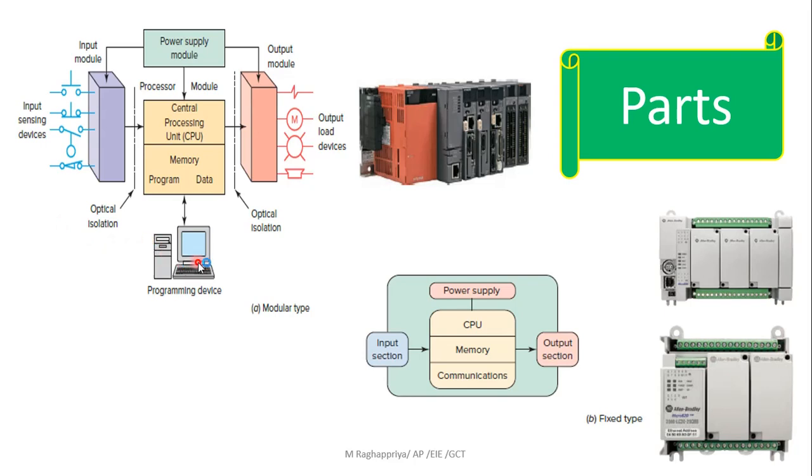So these are the parts of PLC, and you can see between the CPU and input module and CPU and output module there is an optical isolation. We are providing isolation between these modules to prevent damage to the processor. In detail we will be discussing each and everything now.